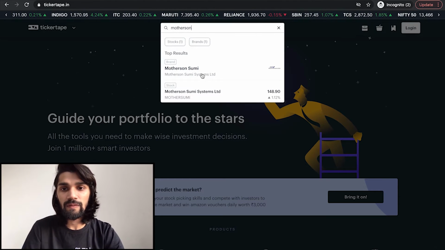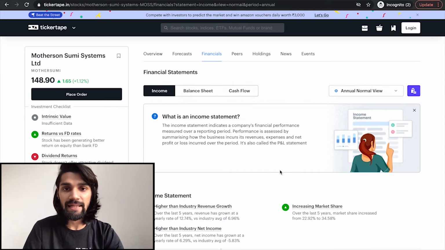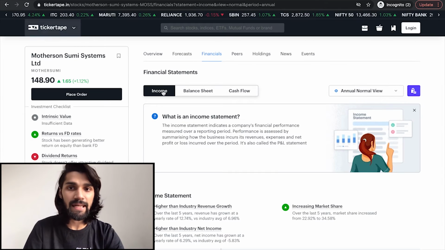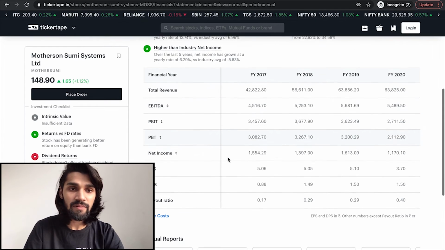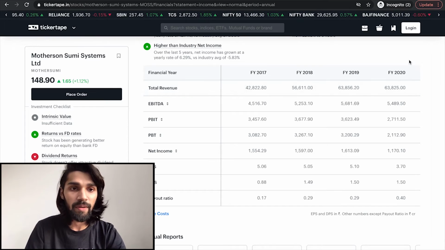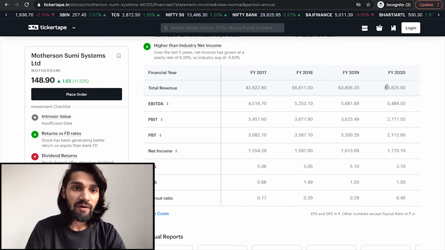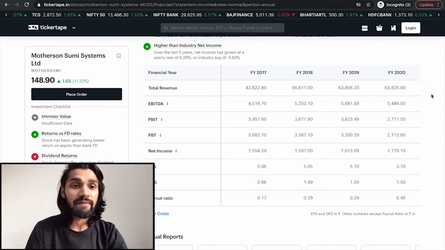Okay, so here you go to financials and select income, and this is the income statement, right? So the first thing that you can see is obviously total revenue. Let's just look into 2020, how the company has performed in 2020, right? The company has a total revenue of 63,825 crores. You see, this is the total revenue, right?